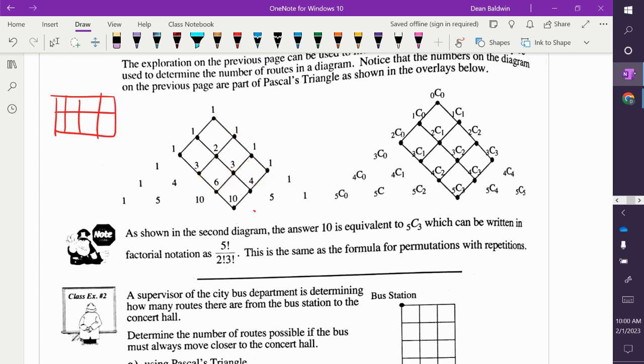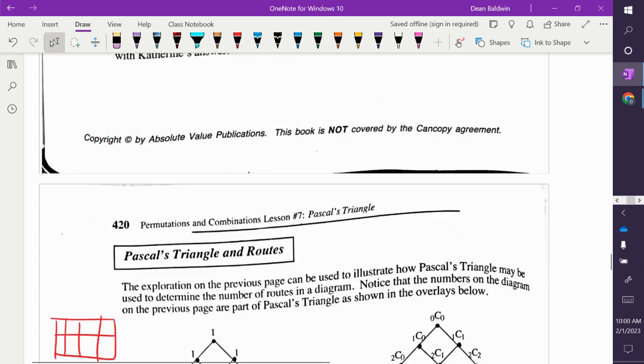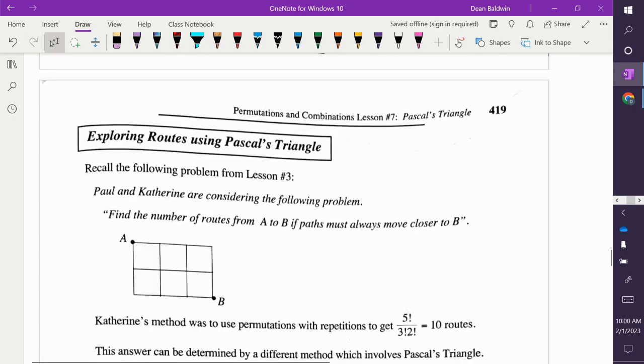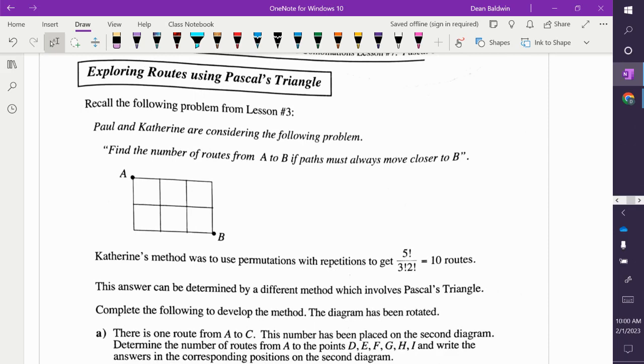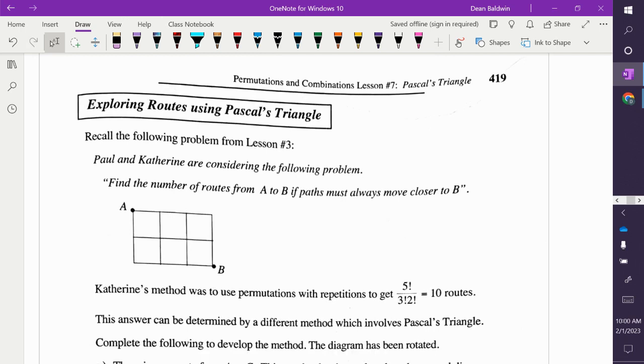Now, how do you do that in reality? So we will go back to here. You don't have to turn it on its side. You can if you want, but there's a way you don't. So if you go back to page 419, we're starting at A, we're going to B, okay?